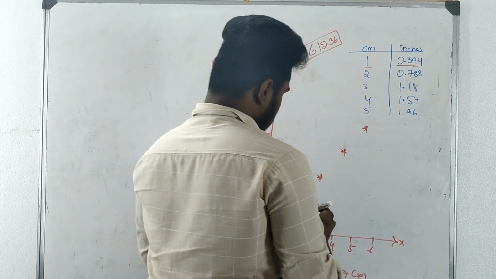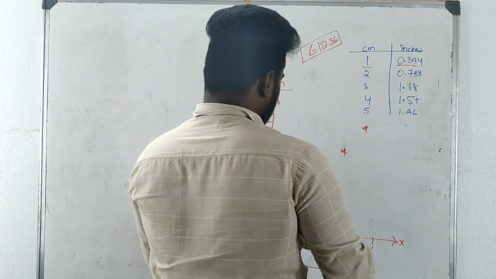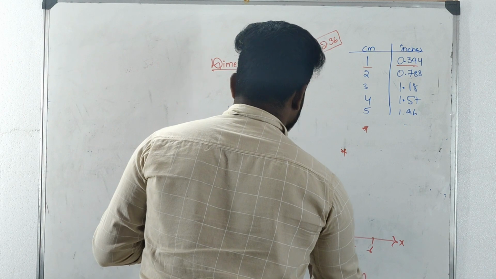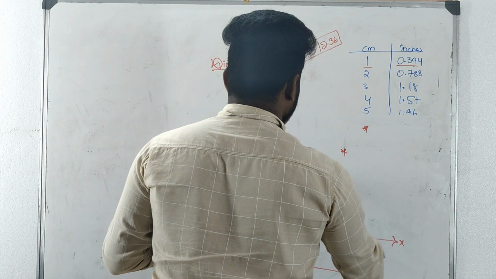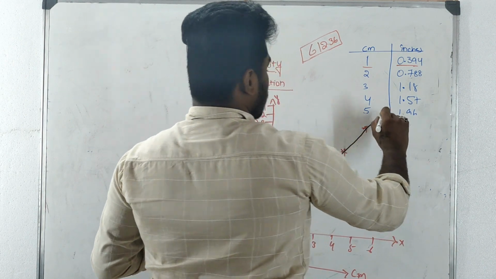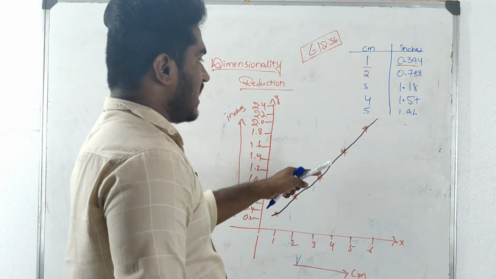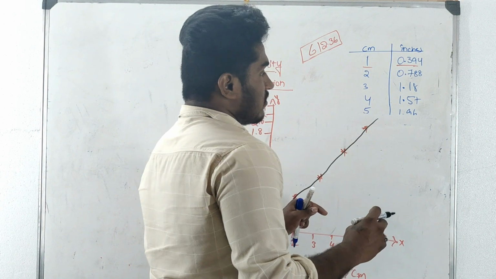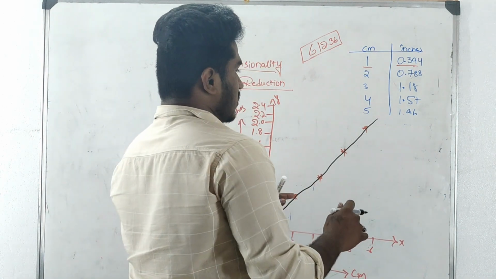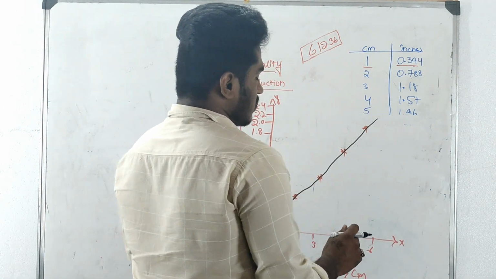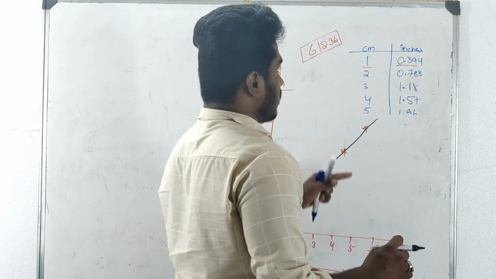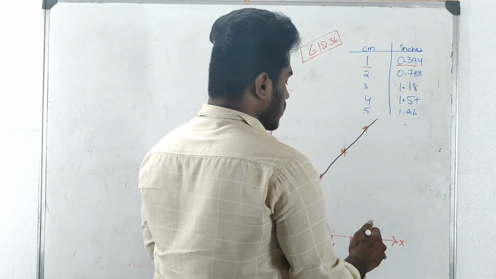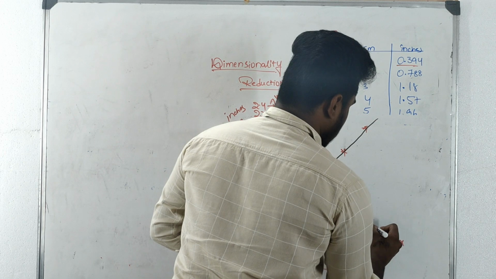See here, I'll join these points. So these are the obtained reduced values. Now we'll try to perform the operation on this. I'll check whether the output for 6 will come or not, so I'll try to extend this line.